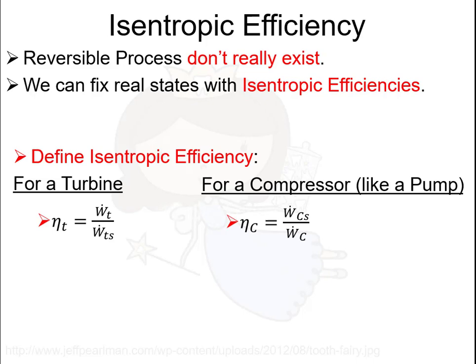In a turbine, the real turbine generates less power than the ideal turbine. So we put the real turbine on top and the ideal turbine on the bottom. And the ideal compressor consumes less power than the real compressor. So the real compressor is on the bottom. You'll know if you make a mistake here if you ever get an isentropic efficiency greater than 1, then something is wrong.